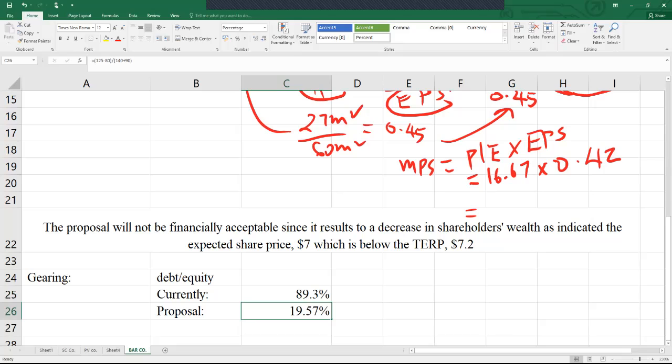Is it a good proposal? Is it going to decrease company financial risk? Yes. Why? Because the company gearing ratio is decreasing from 89% to 19.5%. Do you have benchmarks? Do you have the industry? No. So we can still make a comment.